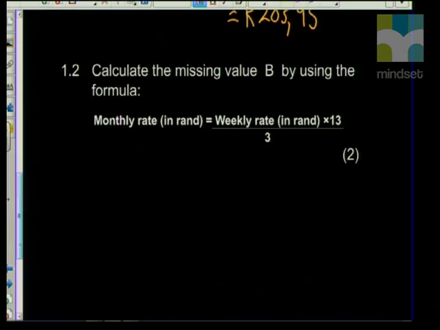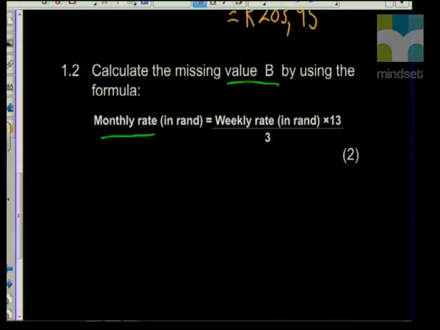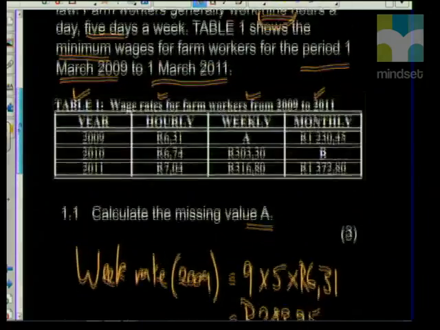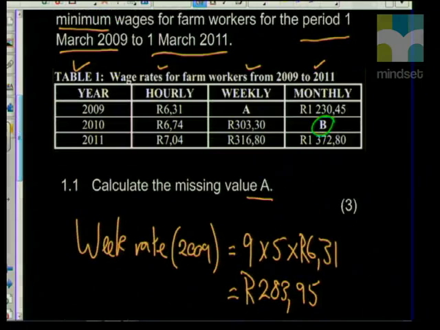Let's go on to the next question now. And we're going to see that we need to calculate the value of B in the table. But they've been kind to us. The examiner's been very kind to us. He's even given us the formula to work out the monthly rate. And that's where value B is. We're looking to the monthly rate.